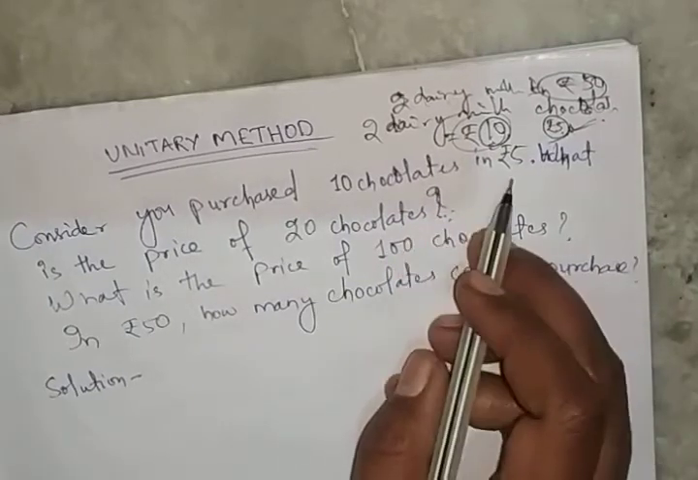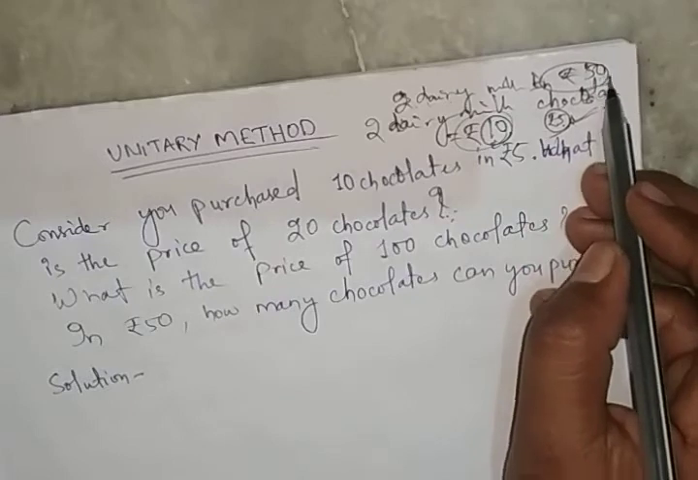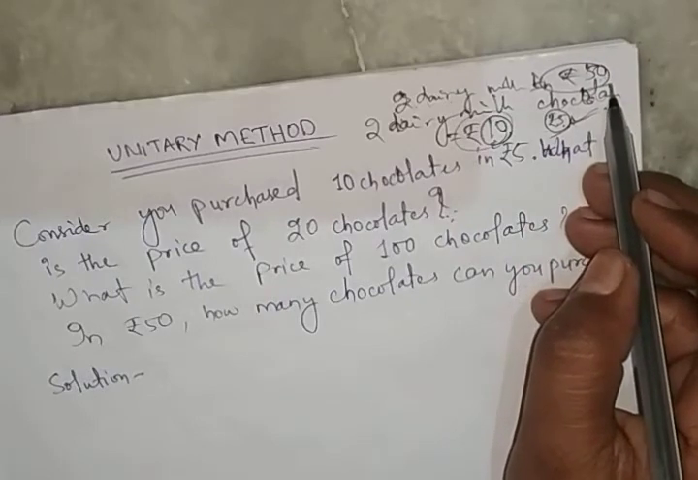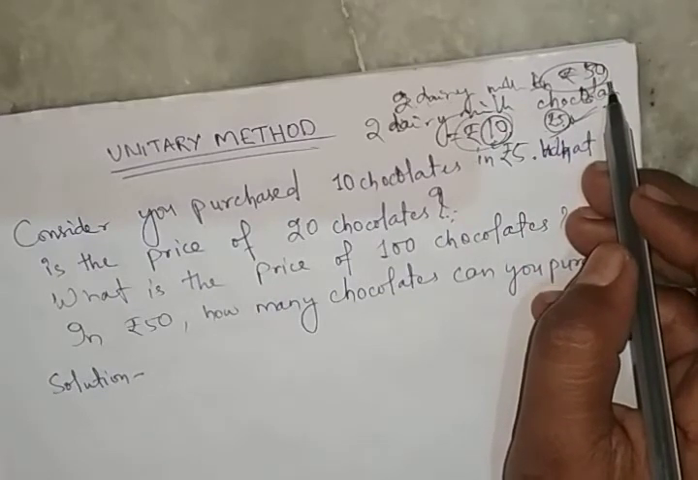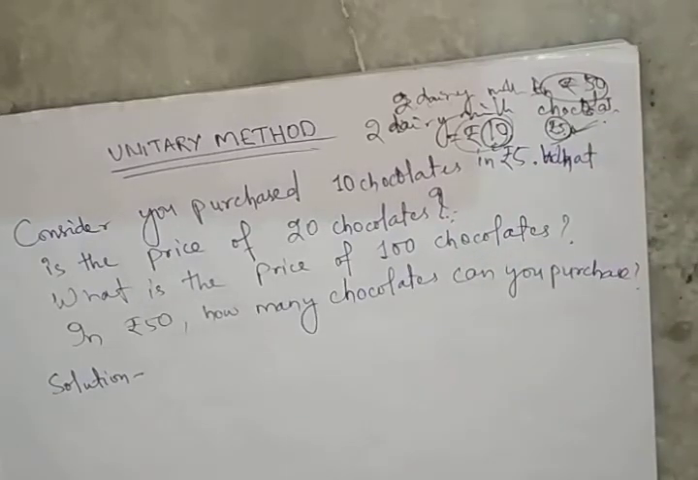So how you are getting by means you are taking for 2 Dairy Milk chocolates, you are giving 50 rupees. Means for 1 Dairy Milk chocolate you are giving how much? 25 rupees. Means 1 Dairy Milk chocolate costs 25 rupees, if you are giving 50 rupees for 2 Dairy Milk chocolates.